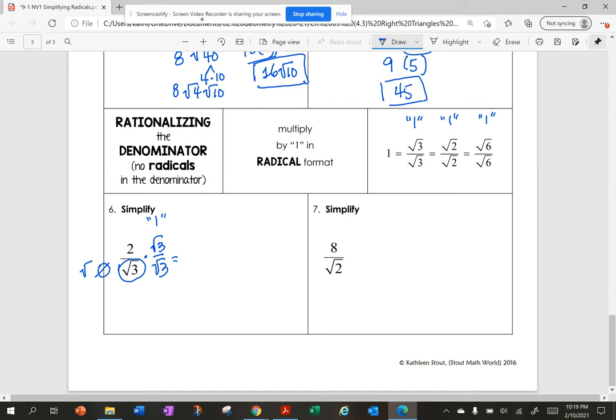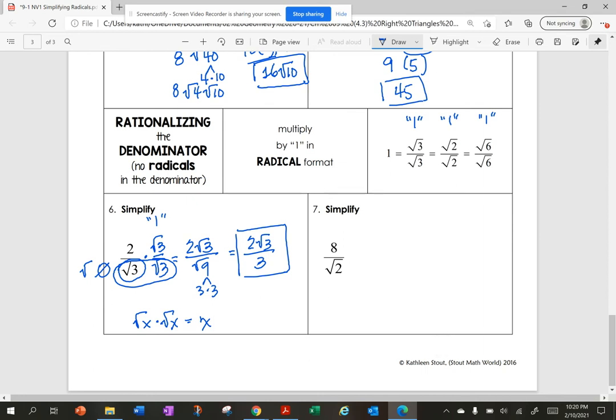So I'm going to multiply numerator times numerator. So this is 2 times the square root of 3. And then I'm going to multiply the denominator times the denominator. So the square root of 3 times the square root of 3 is the square root of 9. But this is really 3 times 3, right? Which is a perfect square. So this is going to be 2 times the square root of 3 divided by 3. So when I'm multiplying here, the square root of x times the square root of x is going to be x. Okay, so let's try another one.